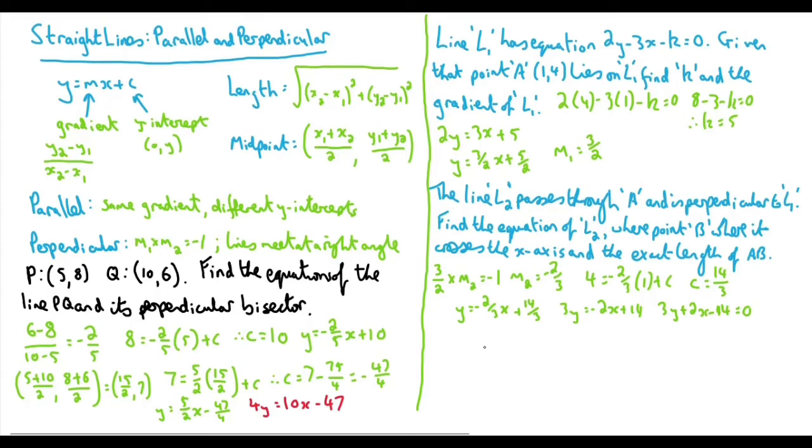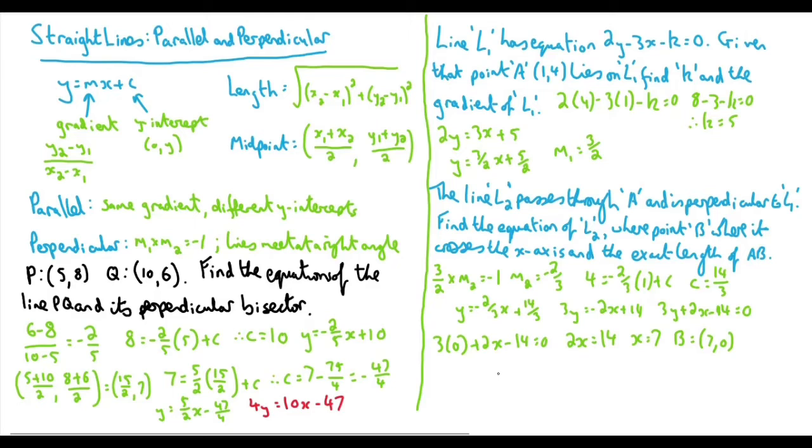As for where point B is, if point B is where it crosses the x-axis, the line will cross the x-axis when y is 0. So if we say we've got 3 lots of 0 plus 2 lots of x minus 14 equals 0, you end up essentially just with 2x minus 14 equals 0, because anything times 0 disappears. If 2x minus 14 equals 0, add the 14 over, 2x equals 14, so x equals 7. Thus B has coordinates of (7, 0).